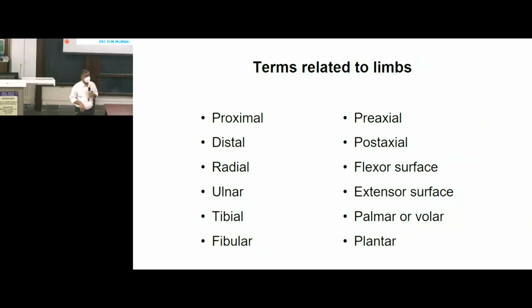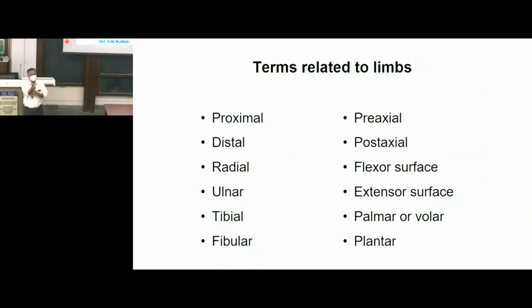Okay. Ipsilateral is same side, contralateral is opposite side. That means, suppose I am saying that the liver is on the right side, the ascending colon is ipsilateral to the liver, which means it also lies on the right side. So same side. And spleen is contralateral to liver, is on the left side. So same side and opposite side.